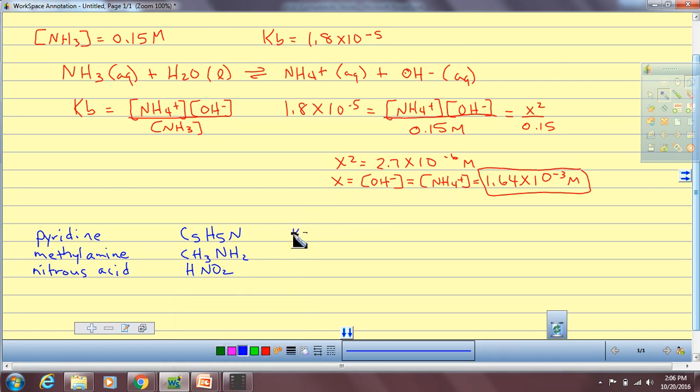The Kb values for these are 1.7 times 10 to the negative 9, 4.4 times 10 to the negative 4, and nitrous acid actually has a Ka of 4.5 times 10 to the negative 4, and when we use Kw, we can find that the Kb for that is 2.22 times 10 to the negative 11. So our highest Kb is methylamine, and that would give us the most hydroxide.